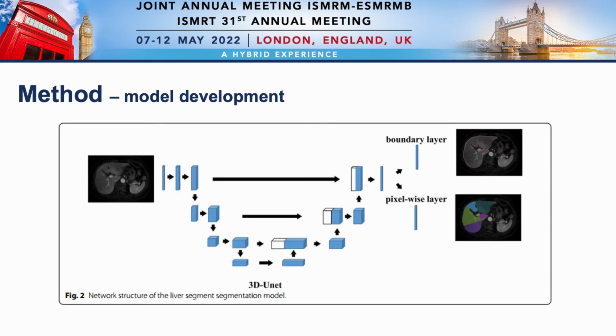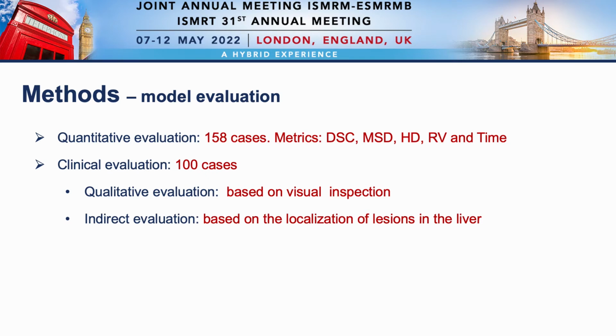The slide summarizes the model used in this study. Two branches were introduced in the output layer. The upper segments produce the liver boundary, and the other segments are the pixel-wise segmentation of the liver segments. The later output serves as the final output, while the previous output helps to produce a better boundary.